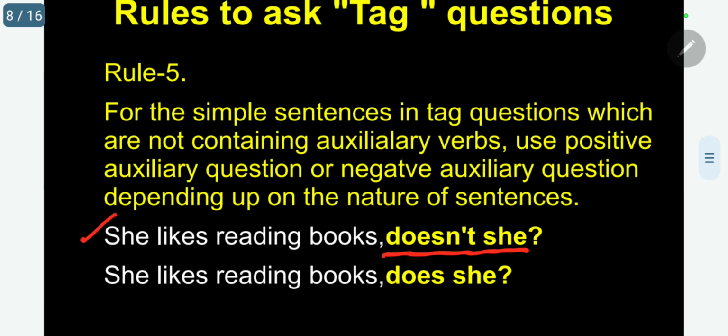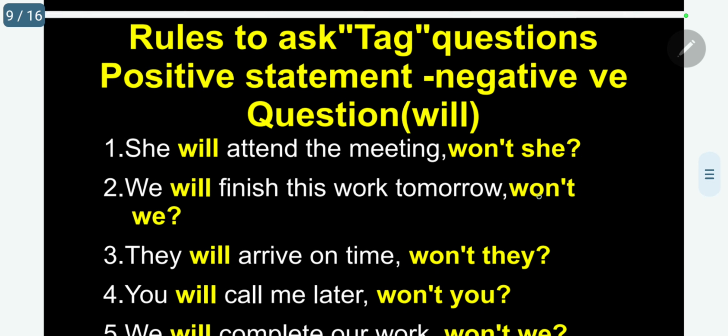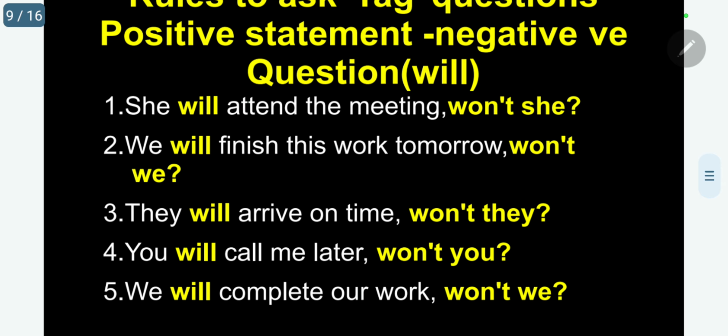Doesn't. Negative. The same statement, she likes reading books. Now positive tag question: does she? So the statement is not containing an auxiliary, but when you are raising a question with the auxiliary, I can use either negative or positive tag questions. Please follow. With this, I will go for examples with the secondary auxiliary verb, that is, the modal verb.